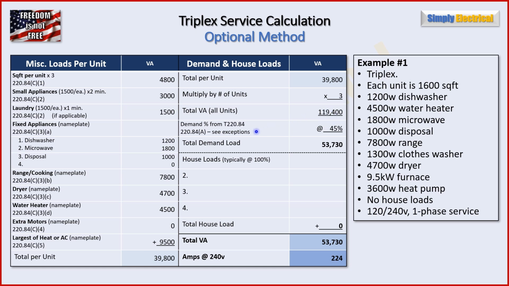Now we go to table 220.84, and we apply the 45% demand factor, and that gives us a total demand load of 53,730. We don't have any house loads, no house loads, so we don't have to worry about this section. So we just carry that number on down. We have a total VA for our building at 53,730 VA. Divided by our voltage, 240, we get 224 amps. Now we can easily size our conductors, our conduit, our service size.